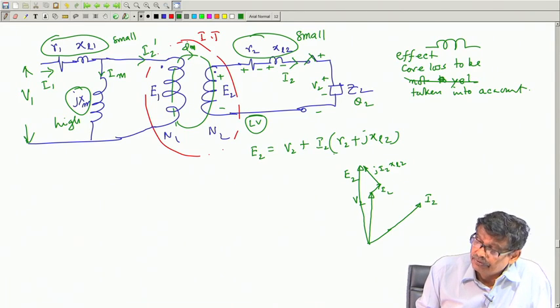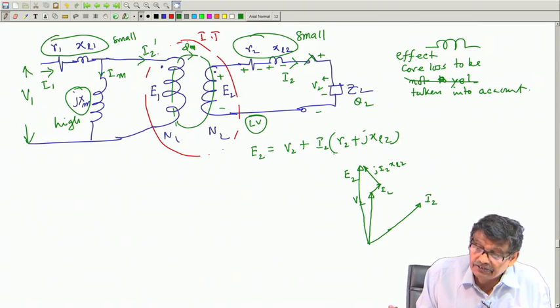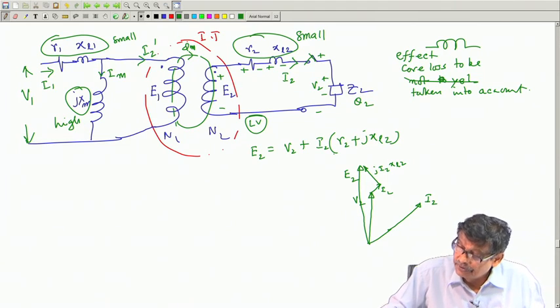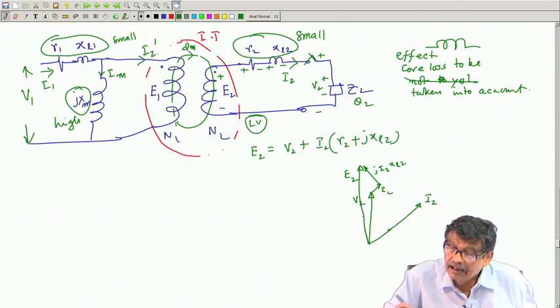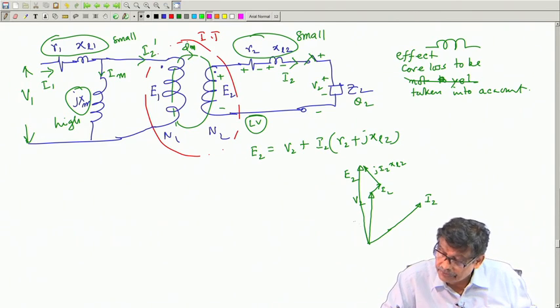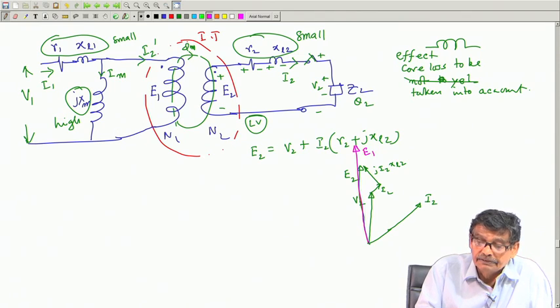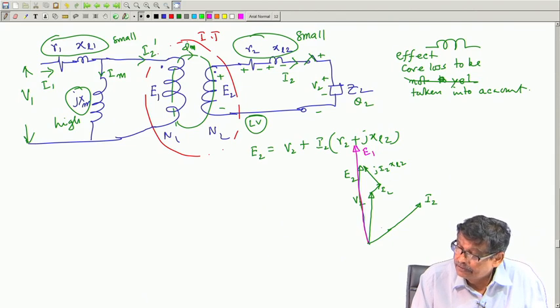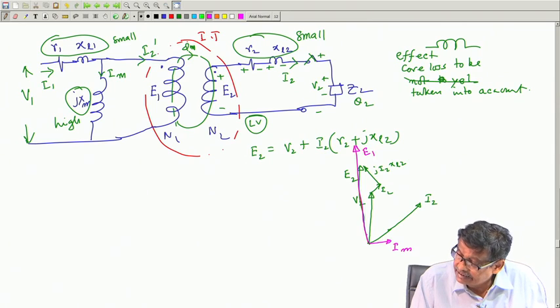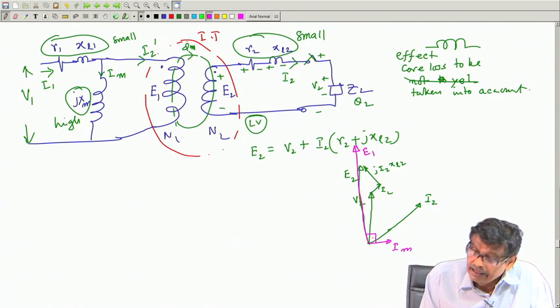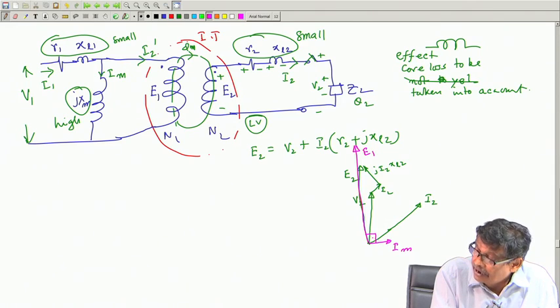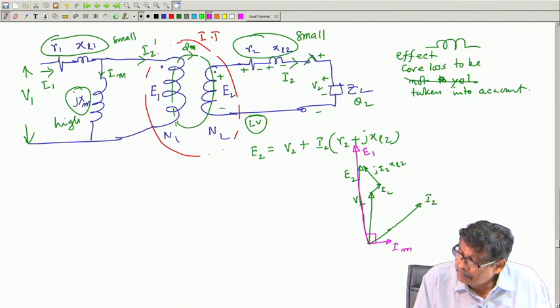If you get E2, then your E1 is in phase with E2. So, your E1, I will draw in a different color. Suppose this is your E1. Once I get E1, I will say, my magnetizing current is this voltage by this jXm. So, I will draw a magnetizing current, which is 90 degrees lagging E1. And if this is Im, your I1 will be Im plus I2 dashed.